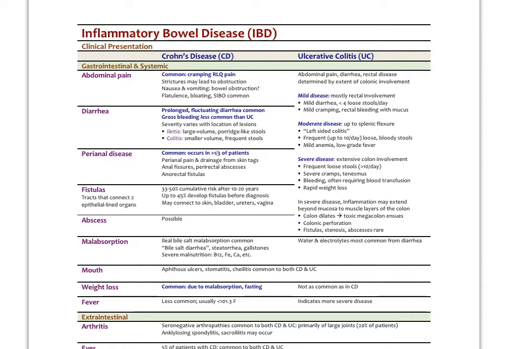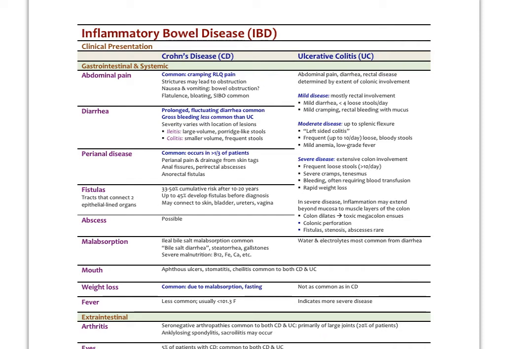Here's a table summarizing some of the differences in clinical presentation of Crohn's versus ulcerative colitis. So with Crohn's, the typical abdominal pain is going to be right lower quadrant. You can actually see strictures leading to obstruction, with nausea and vomiting as another potential sign of bowel obstruction. Lots more flatulence, bloating, and here's SIBO again. Diarrhea is going to be more prolonged but fluctuating.